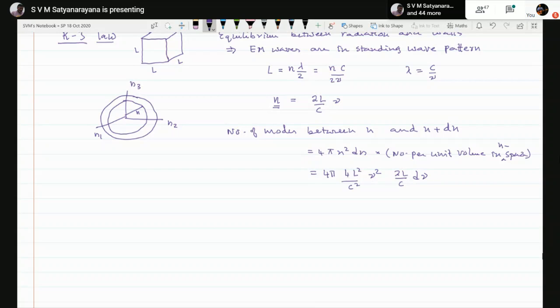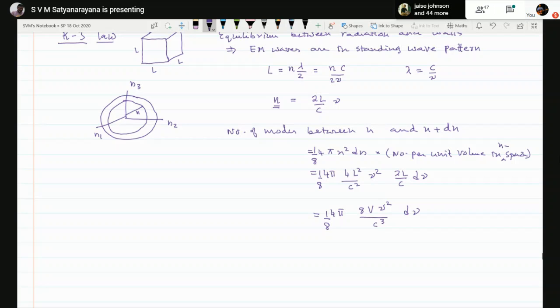So you have something like 4 pi into 8. This L square into L will be L cube, that is the volume, mu square divided by c cube into d mu. And of course, you know that these particular values of n are only positive integers, so only one octant of that will be contributing to the volume. So I'll have to divide by 1 by 8. So that is equal to 4 pi V mu square, like that.